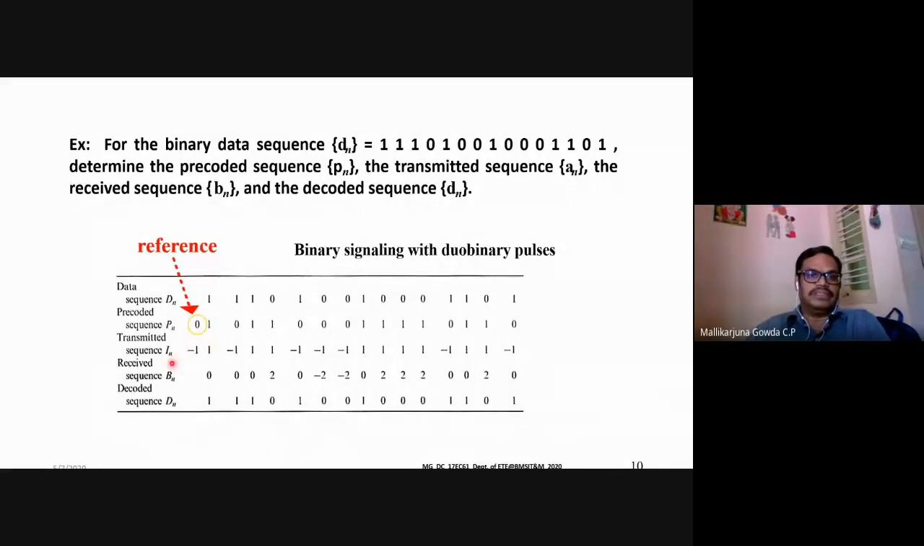Present and previous. This is the present and the previous. Add these two and write what is the magnitude of that, right? Then how do I decode? At the receiver side, I need to decode, na? The decoded sequence. What is the decoded sequence formula?